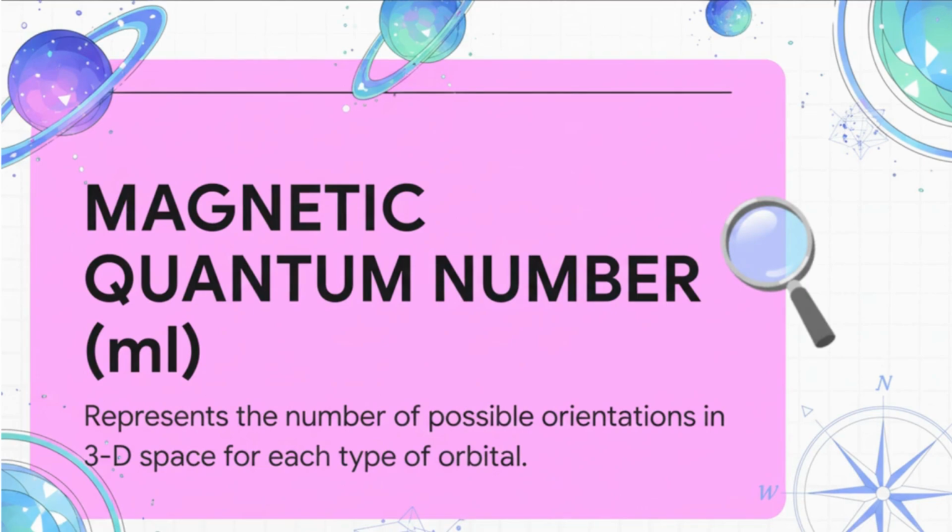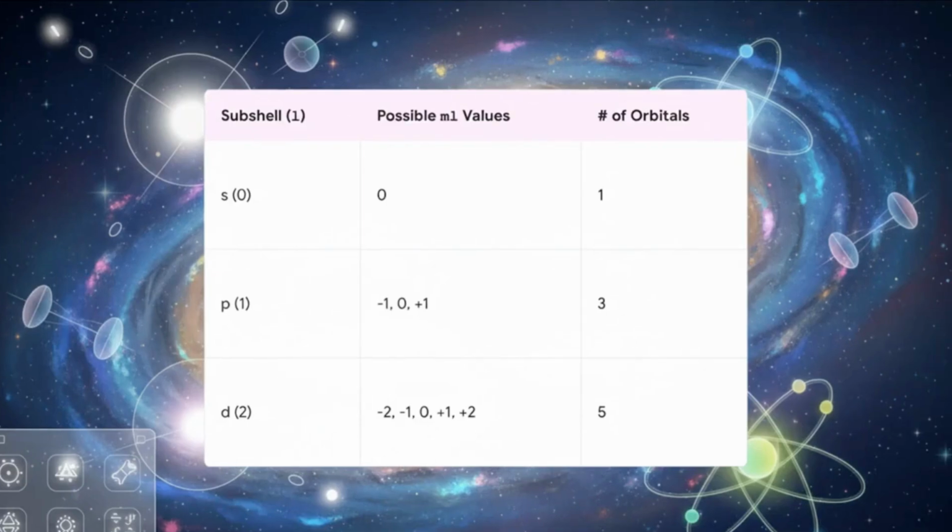I mean, think about it. A sphere can only point one way, right? It looks the same from all angles. But a dumbbell? That could be pointing up and down, side to side, or front to back. And there's a really simple rule that tells us how many orientations are possible. The value of ML can be any whole number from -L all the way up to +L, including 0.